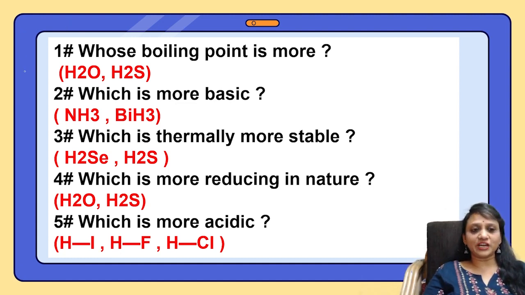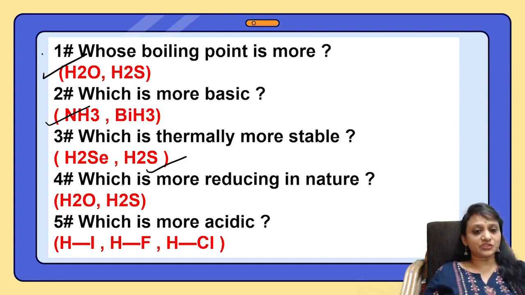We very well know, due to hydrogen bonding, tick this answer. Perfect. Which is more basic? I said in a fraction of a second we have to give. Which is more basic between ammonia and bismuth? If they give you, ammonia is more basic. Which is thermally more stable? H2S is more stable because the size is small.